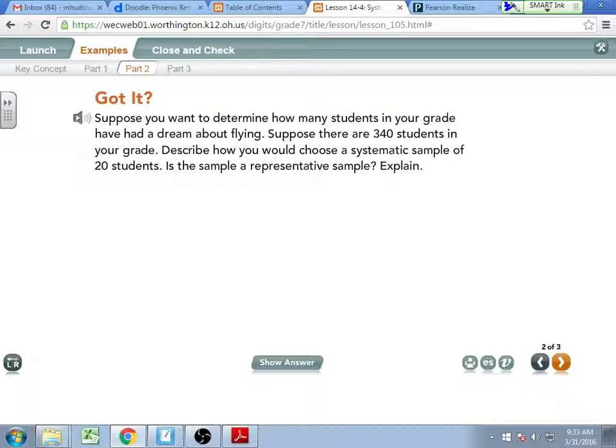So, suppose we have 340 students in your grade. Suppose, did I cut that out of your notes or did I leave the 340? Okay. On one set of notes, I cut them out and we fill in the Phoenix info. Describe how you would choose a systematic sample of 20 students in your grade.